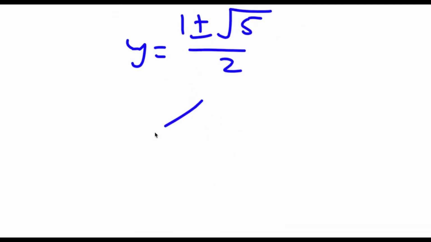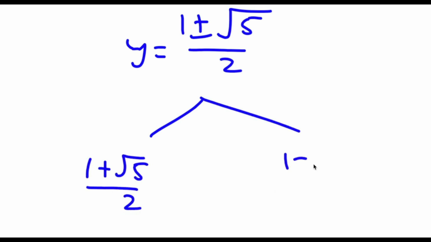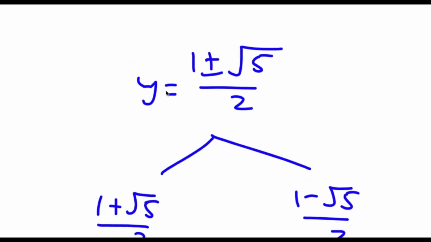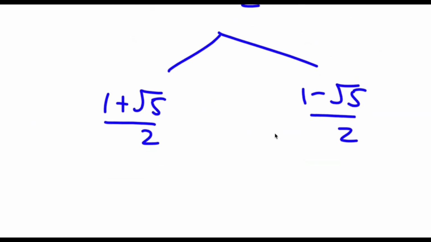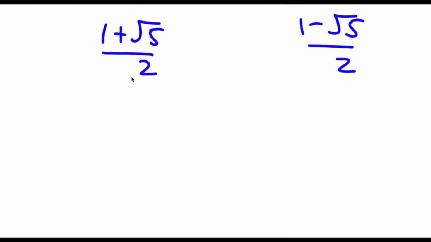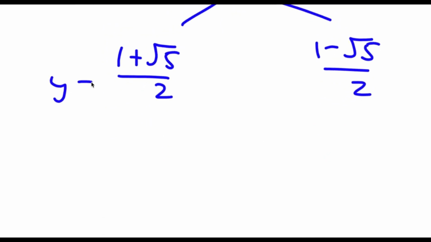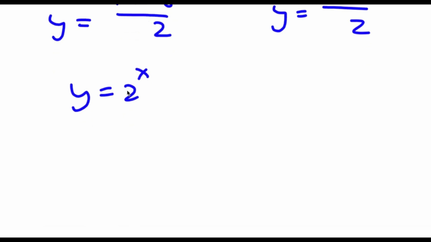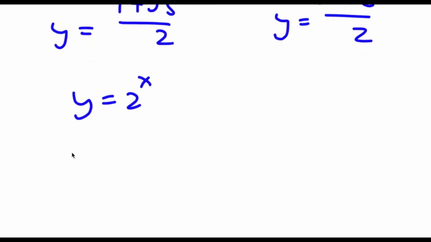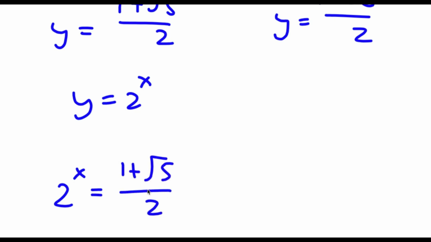So now this gives me two solutions. I have 1 plus the square root of 5 over 2, and I have 1 minus the square root of 5 over 2. However, this is the value of y. Remember that we set y equal 2 to the power of x. So now, let's first start with if y is equal to 1 plus the square root of 5 over 2. So we know that y is equal to 2 to the power of x. So if these two are equal to each other, then we have 2 to the power of x is equal to 1 plus the square root of 5 over 2.